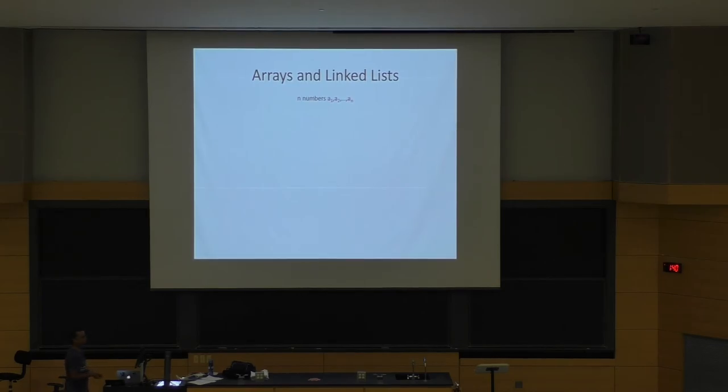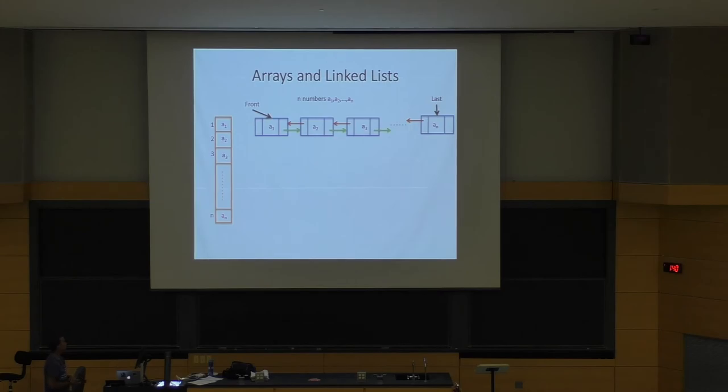Think that you have n numbers a1 to an, and you want to store them in an array or a list. An array, as you know, is just an ordered thing. The ith guy has ai. Note that I'm bucking CS tradition and starting from one. That might annoy some of you, but mathematically it doesn't make any difference. I'll typically start off with one just because it makes my notation easier sometimes. A linked list has each of these elements in a block, and we'll assume it's a doubly linked list, so you can go back and forth. And not only that, you have pointers to the front and the last element of the list.